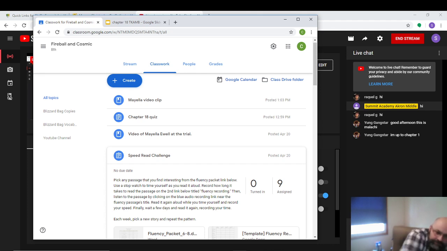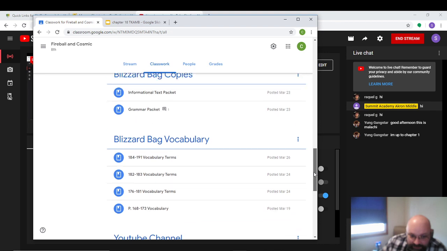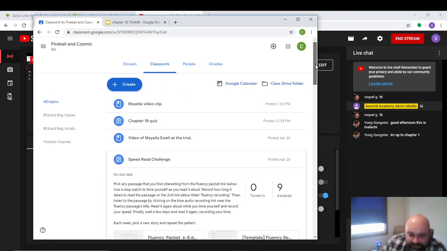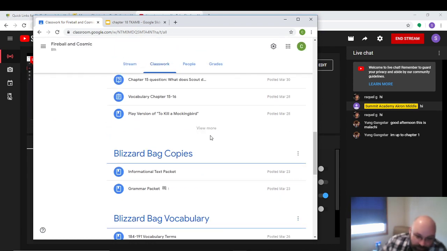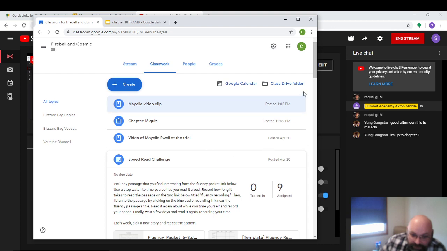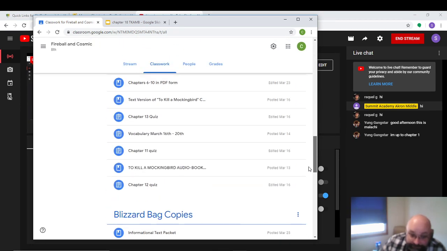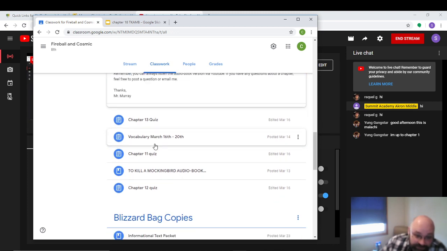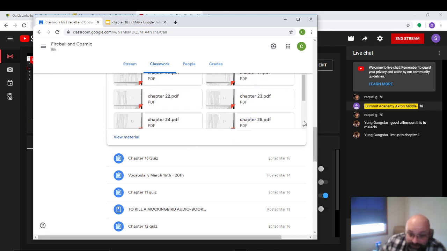If you need the story, I'll just remind you that the story is under the classwork. If you go all the way to the bottom of that, you might have to hit view more a few times. But the PDF of the story is actually on there, right there, text version of To Kill a Mockingbird. So all the chapters are here. You can just read those.